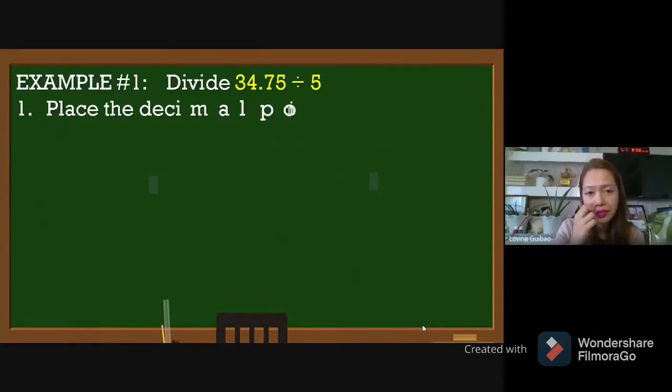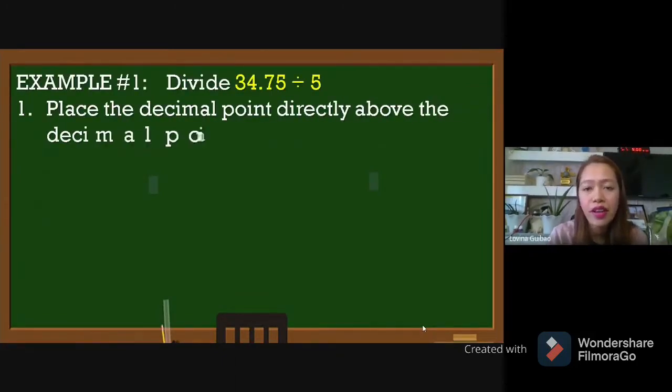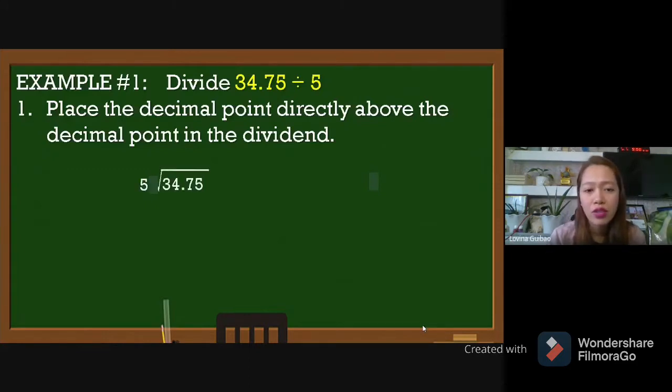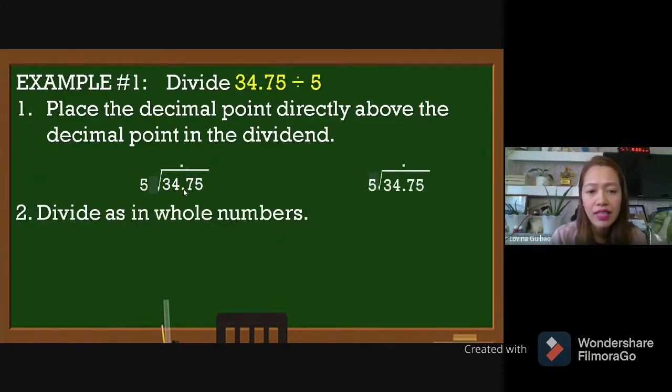example na ito. Divide 34.75 by 5. So first step, place the decimal point directly above the decimal point in the dividend. Isusulat mo in a long method para mas ma-solve ang example na ito. 34.75 is our dividend. 5 is our divisor. So the first step, ilagay ang decimal point sa ibabaw mismo kung saan ang decimal point ng dividend. Ayan. Next, divide as in whole numbers.